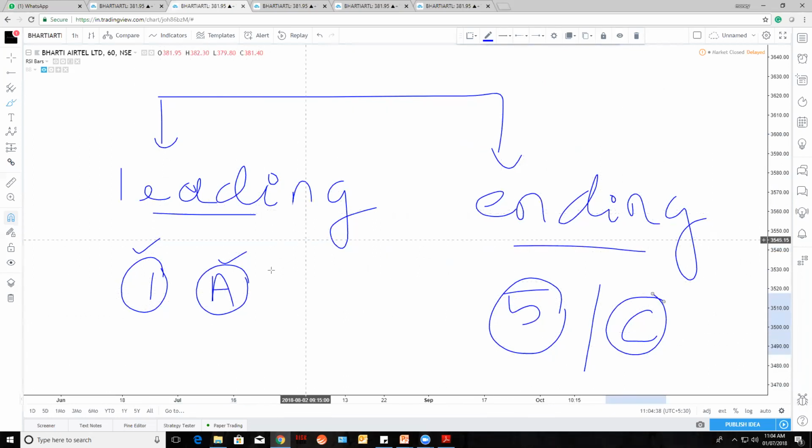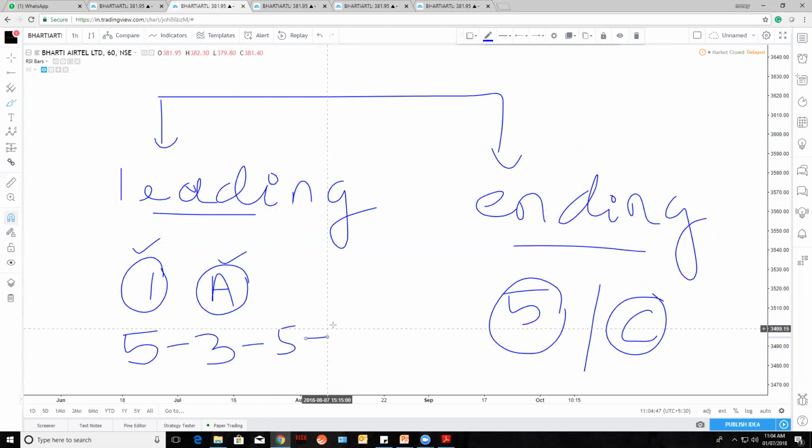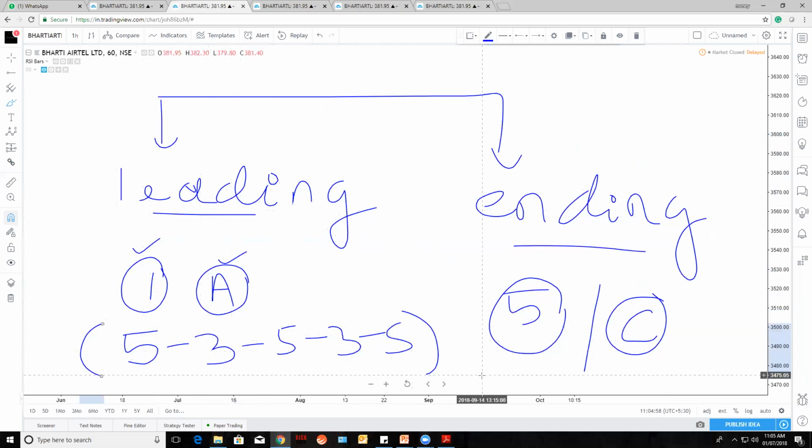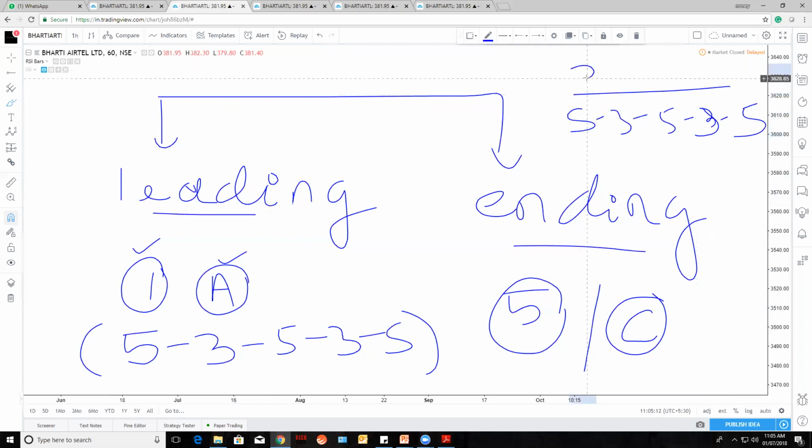And internally there is a structure difference. In a leading diagonal, the structure should be 5 3 5 3 5. What is the 5 3 5? It means internally it is one impulse, correction, impulse, correction and impulse. This is a 5 3 5 3 5 structure. Ending diagonal can be 5 3 5 3 5, or all threes: 3, 3, 3, 3 and 3.